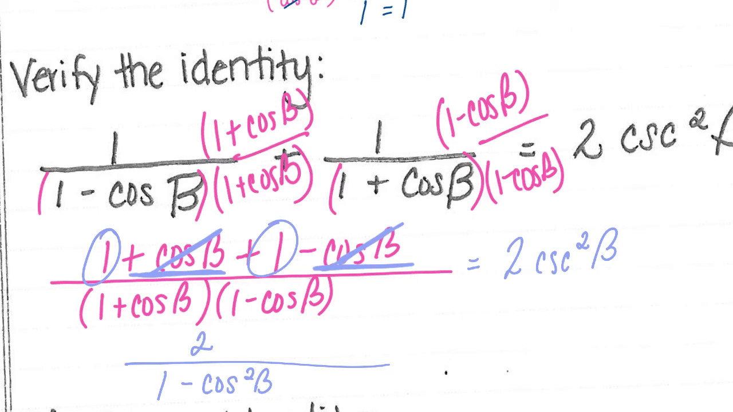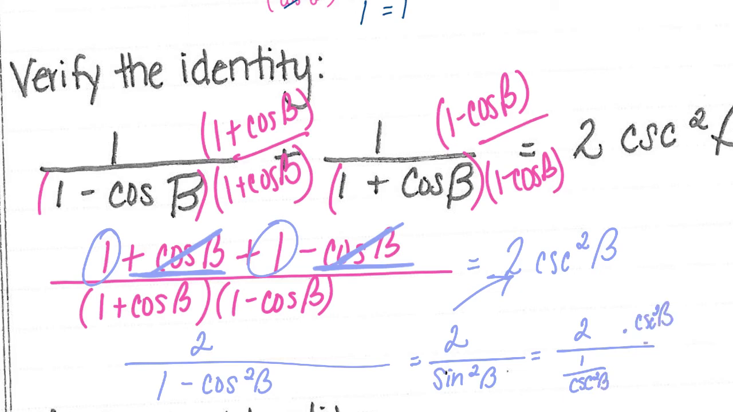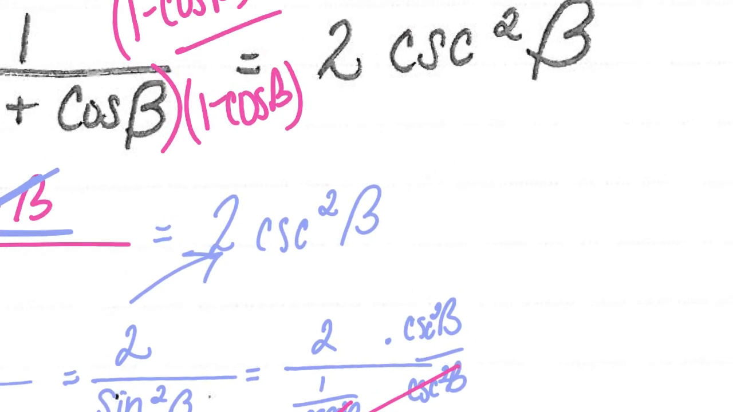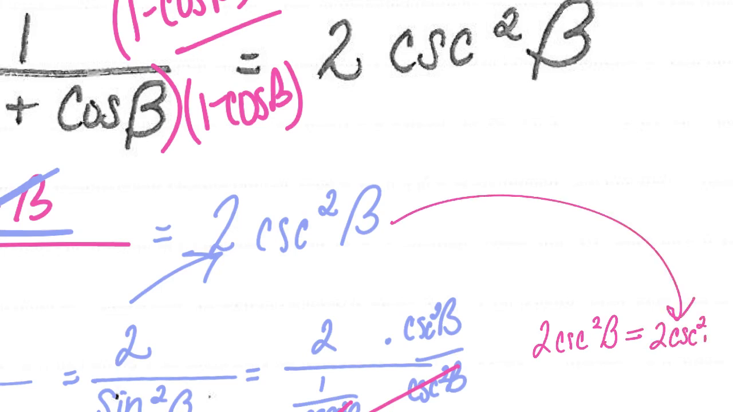That was equal to the sine squared of beta. So right here I have 2 over the sine squared of beta. And again, we're trying to make it all equal to this. Well, the reciprocal identity tells me that this is going to be 2 over, well, sine squared beta is 1 over the cosecant squared beta. And I know when I multiply by the reciprocal, that these would cancel out, and this is where I get my proof. 2 times the cosecant squared of beta is equal to 2 times the cosecant squared of beta.